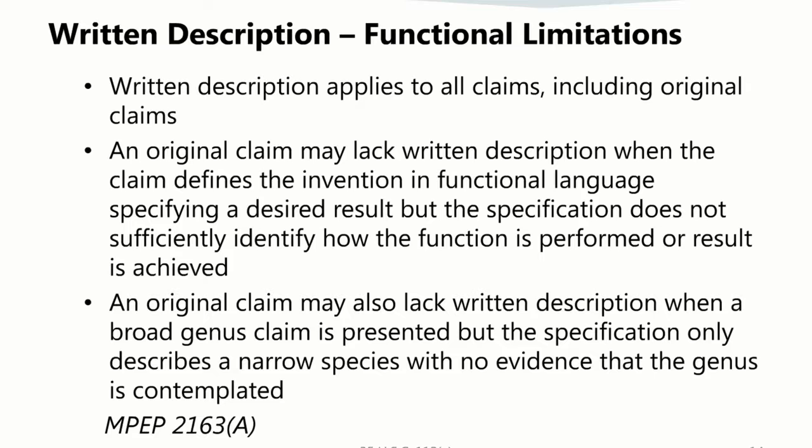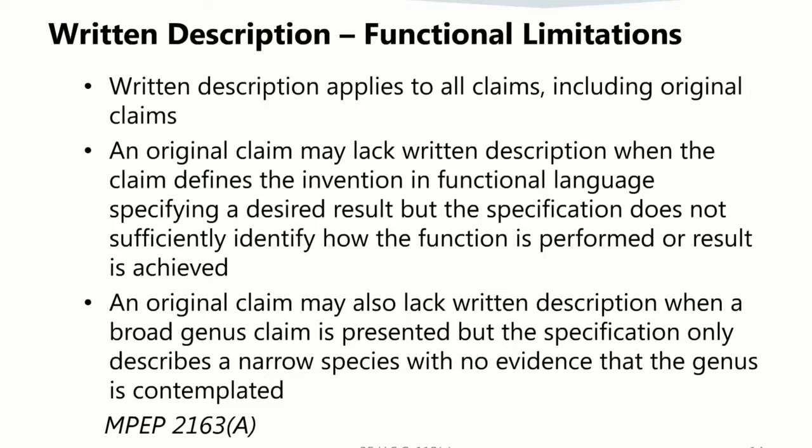An original claim may lack written description when the claim defines the invention in functional language, specifying a desired result, but the specification does not sufficiently identify how the function is performed or result is achieved. For software, this can occur when the algorithm or steps procedure for performing the computer function are not explained at all or are not explained in sufficient detail. Simply restating the function recited in the claim is not necessarily sufficient to satisfy written description.